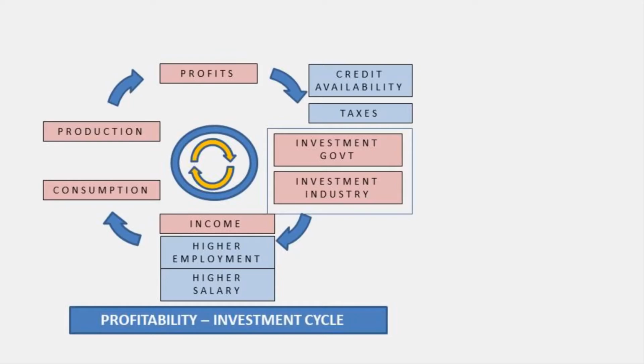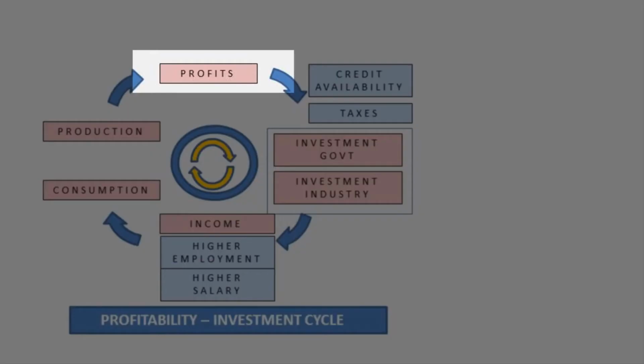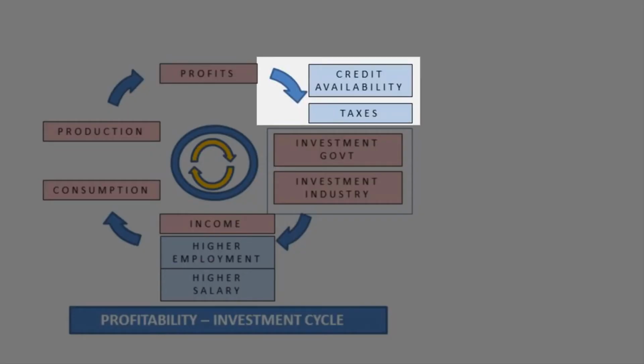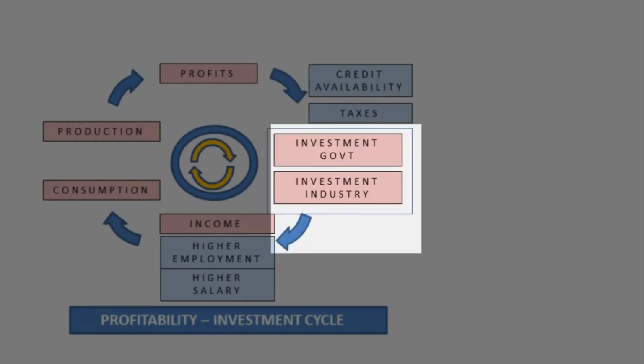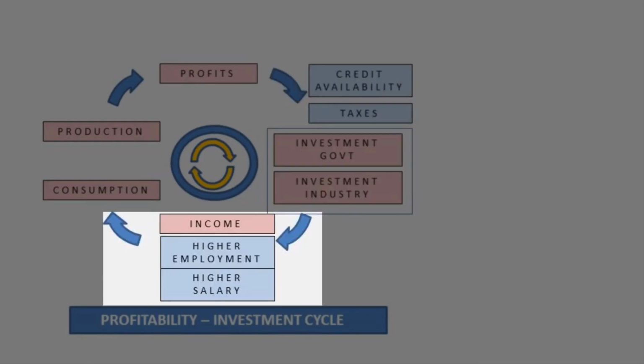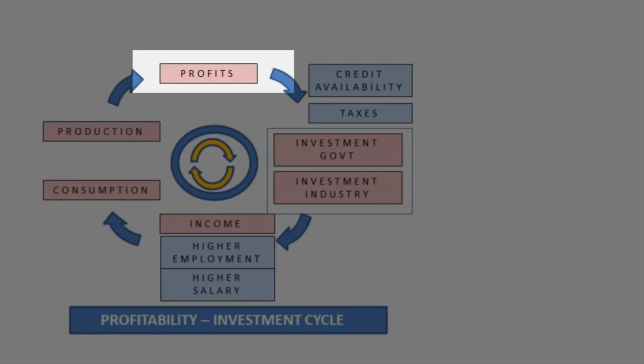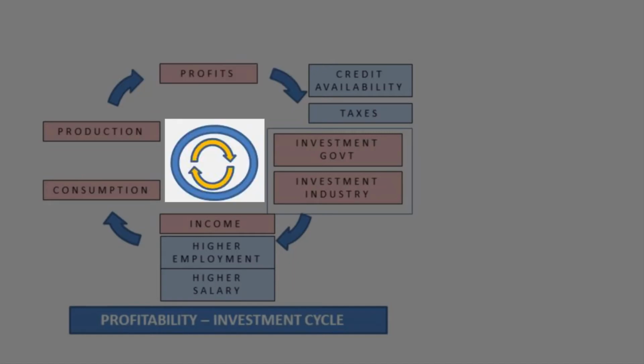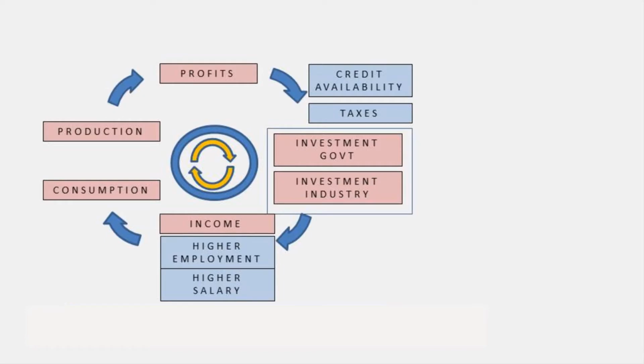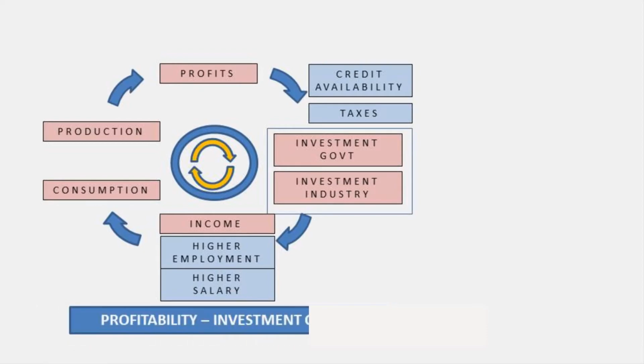As an illustration, industry earns more profit, which makes it more creditworthy. There is an increase in investment, which generates more employment and the income levels rise. This gives rise to more consumption, more production and more profits for the industry. And the cycle gets repeated. In the process, government collects more taxes and makes more investments. This may be referred to as profitability investment cycle.